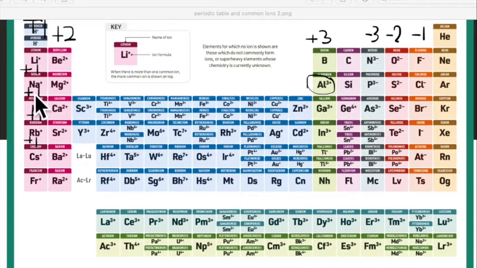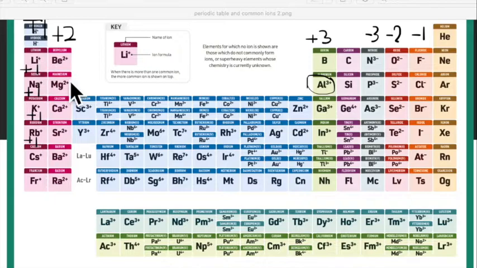Everything in group 1 is going to be plus 1 in these examples, and everything in group 2 is going to be plus 2. You should note, though, that hydrogen can be minus 1 under certain circumstances when it's with a metal. Before you do this lesson, you have to know that these elements, when they're in ionic form, are going to be plus 1, plus 2. Aluminum is plus 3. And don't worry about anything else right now for this lesson.